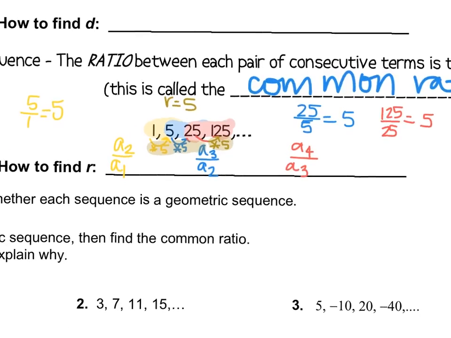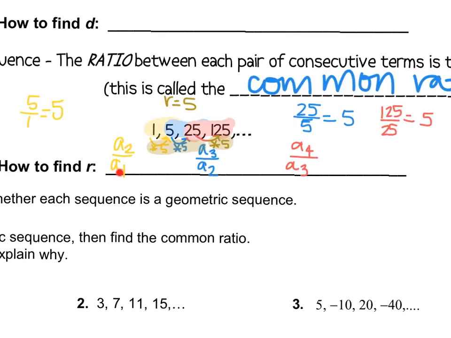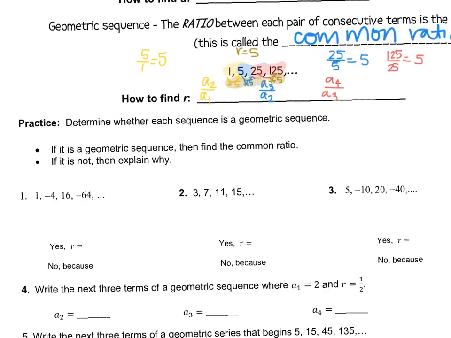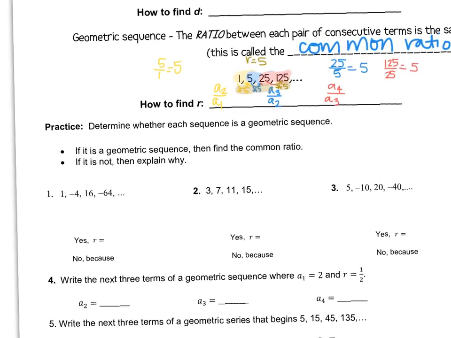But I can use this right here, A2 divided by A1, or A3 divided by A2, or A4 divided by A3, to find that common ratio. And again, it works every time. So for these first 3 questions, we have to decide whether it's a geometric sequence. So that means, are we multiplying by something every time? And if it is a geometric sequence, find the common ratio. If it's not, explain why.